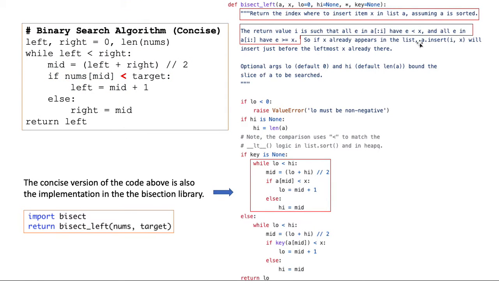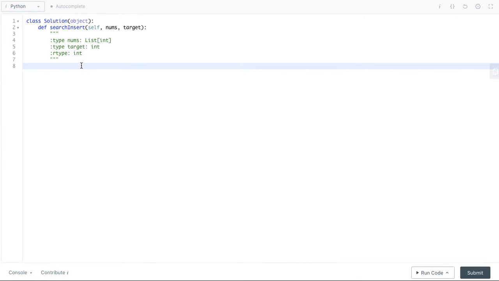It is worth noting that this concise version of the code above is also the implementation in the bisect library, as shown here. With the background introduced, now let's write the code and test it.